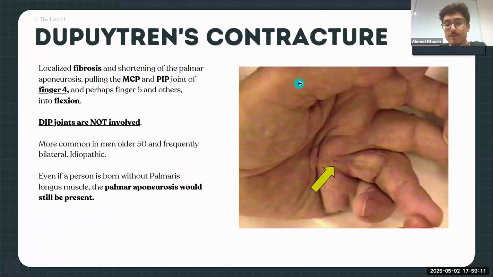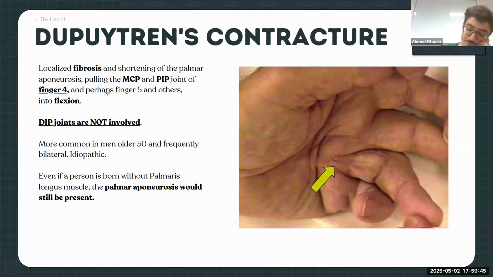Now, what's its significance? You have something called Dupuytren's contracture. I hope I pronounced it correctly. But basically, this is a condition which is more common in men older than 50, and it's usually bilateral, so both hands would express it. And also, we don't really know the cause of it. It's usually idiopathic. Okay? Most likely it has a genetic component. But what's important, what it is essentially, it's just localized fibrosis of the palmar aponeurosis.